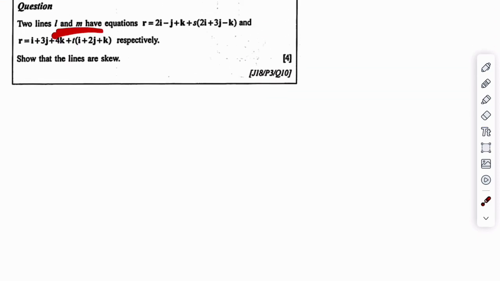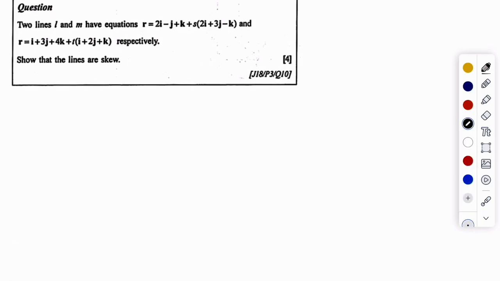Alright guys, now for this question, it's saying that two lines L and M have equations r equals 2k, then r equals, okay, cool. We have to show here that the lines are skew. So, how do we show that the lines are skew? Well, here's what we have to do. Skew basically implies that they don't intersect. And if they don't intersect, what's stopping them from being parallel?